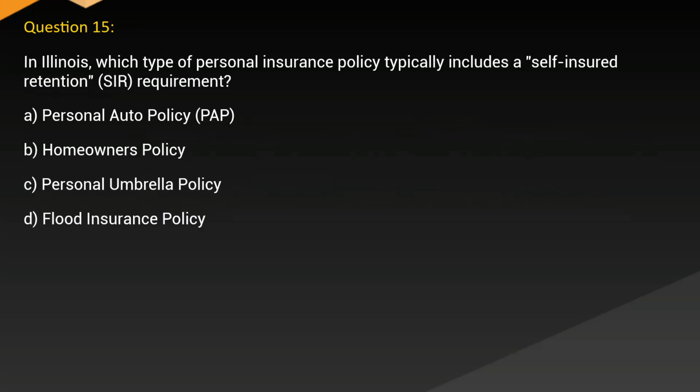Question 15. In Illinois, which type of personal insurance policy typically includes a self-insured retention (SIR) requirement? A. Personal auto policy (PAP). B. Homeowner's policy. C. Personal umbrella policy. D. Flood insurance policy.